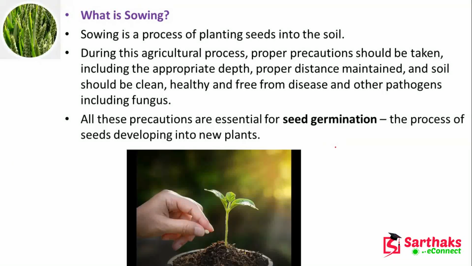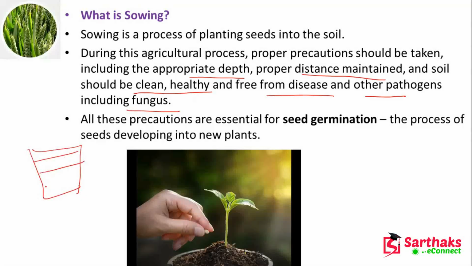So during the agriculture process, proper precautions should be taken: appropriate depth, proper distance maintained, and soil should be clean, healthy, and free from disease. Other pathogens, including fungus, should not be there. So we should keep these things in mind. First is the appropriate depth. Distance means that if you have a field like this, the distance between the rows should be equidistant, and the soil should be clean, healthy, free from any insects, pests, or disease. All these precautions are essential for seed germination.